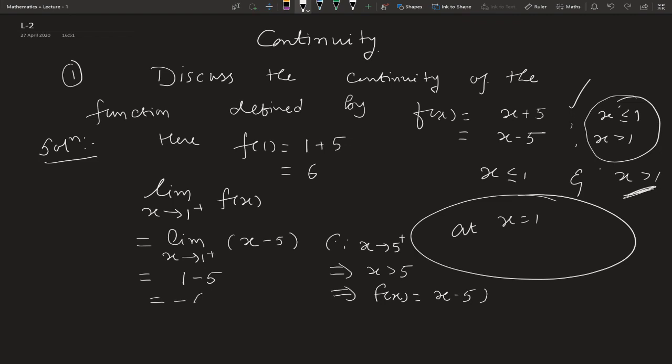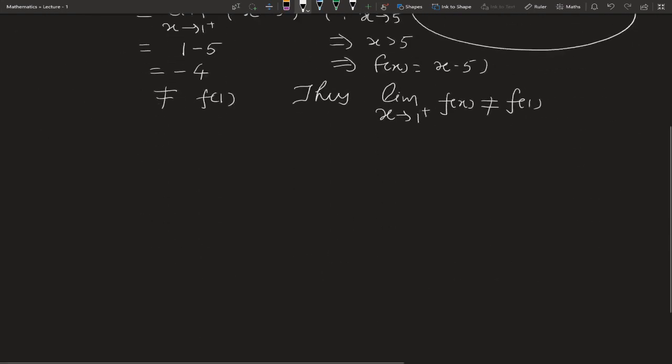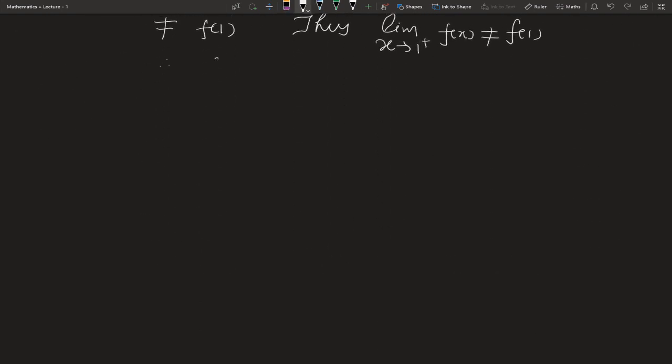This is minus 4, not equal to f of 1. Thus limit x tends to 1 plus f of x is not equal to f of 1, therefore f is not continuous at x equal to 1.